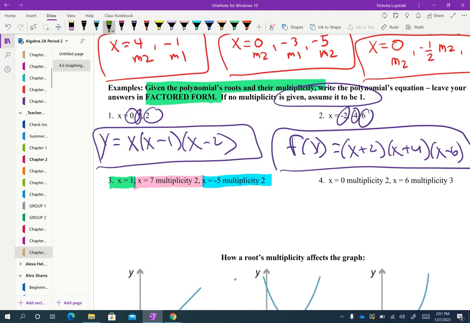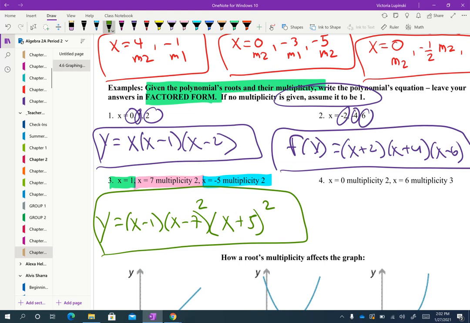So when I go to write this, and again, I'll call this one y equals, just the lonely 1, that's going to be x minus 1. The 7 with multiplicity of 2, you're going to write that as x minus 7, and then squared. The multiplicity of 2 for negative 5 is going to be x plus 5, and you're going to write it as squared.